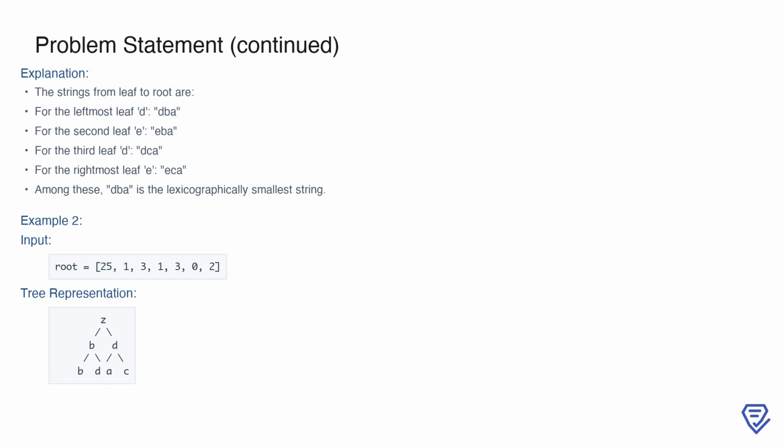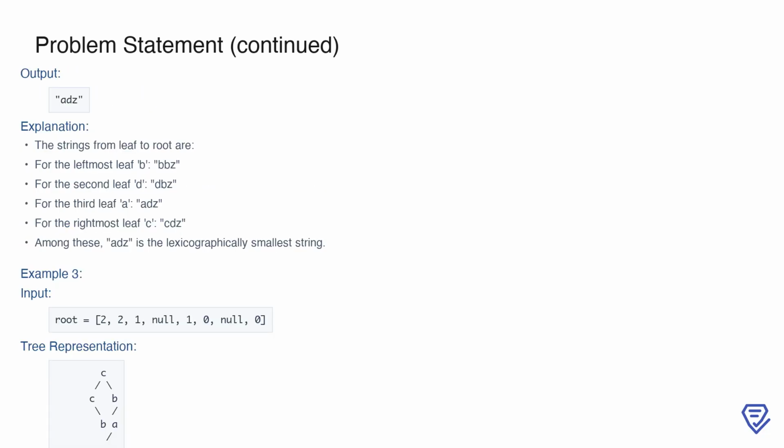Now let's look at another example. Suppose the root node has the value 25, corresponding to Z, and it splits into two children with values 1 and 3, corresponding to B and D. Each of these has two children, forming a tree structure where the leaves correspond to B, D, A, and C. For this example, the strings from the leaf nodes to the root are BBZ, DBZ, ADZ, and CDZ. Among these, ADZ is the lexicographically smallest string.